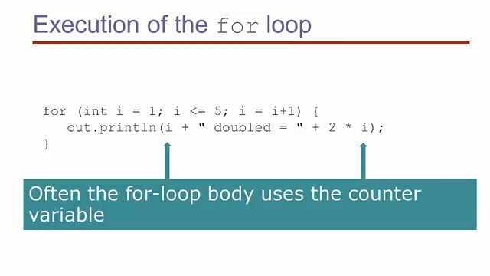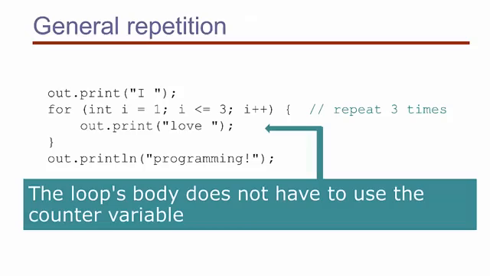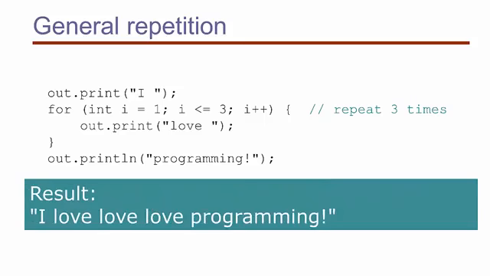In that lesson, the for loops that you saw all use the loop counter variable in the body of the loop in some manner. But that is not a requirement. We might just want a for loop that repeatedly executes some code, but that code does not care about the value of the loop counter variable or which iteration of the loop is executing. In this simple example, we use a for loop to print the word love a specific number of times.